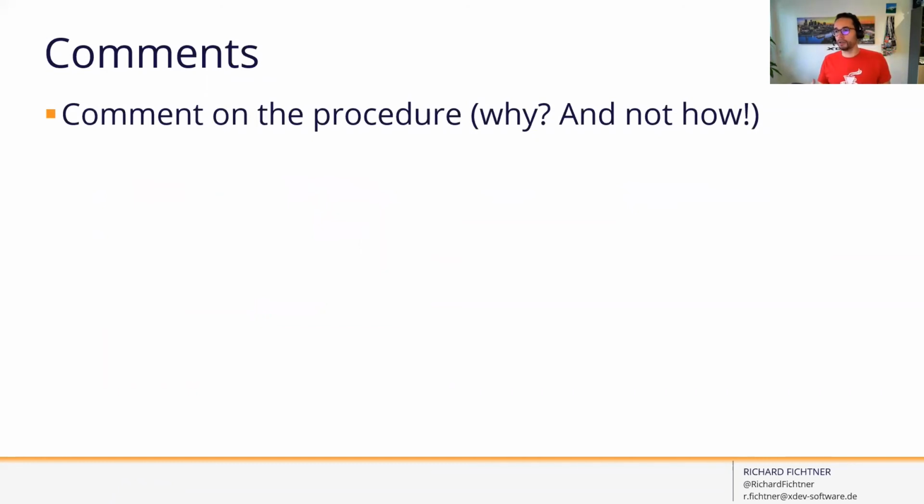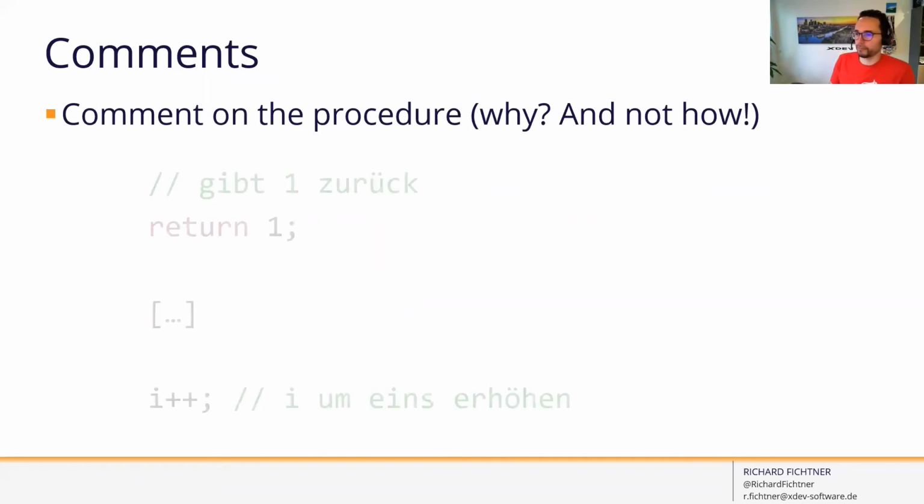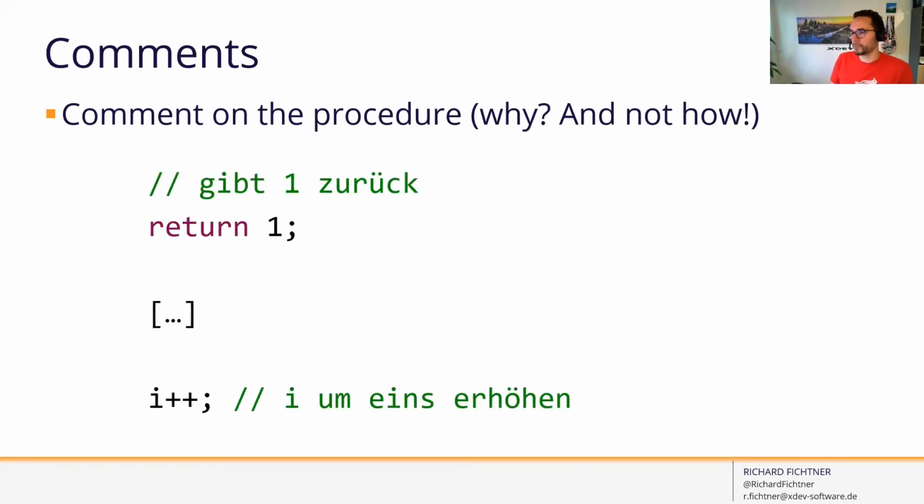You should always comment on why you do something, not how, because how is in the code. How is in the code, yeah? So this is German again, but it says return one and the comment says returns one. I explicitly didn't translate the slides because in English it doesn't make so much sense when there is a comment that just says returns one and the code below it says return one. In German, it makes a little bit more sense, and this is really what people do.